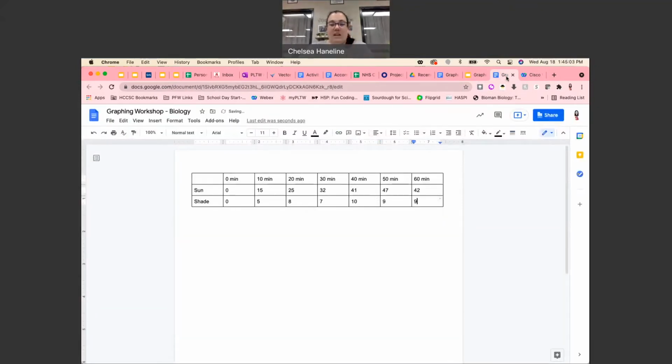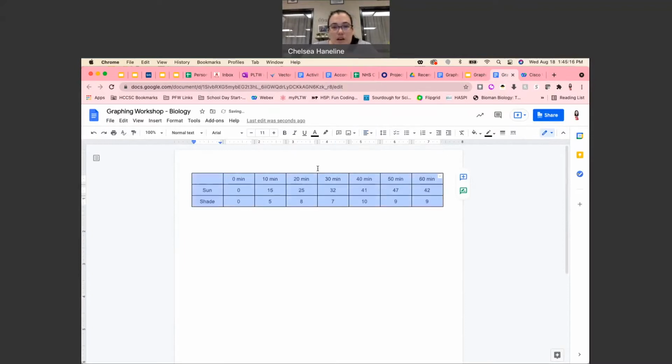Okay, now that's fine and dandy, but it doesn't look very nice. So that's part of making these is to make them look professional. So I always like to center it that way. And then I also like to bold the headings or the titles of each row and column so that it looks nice and organized like that.